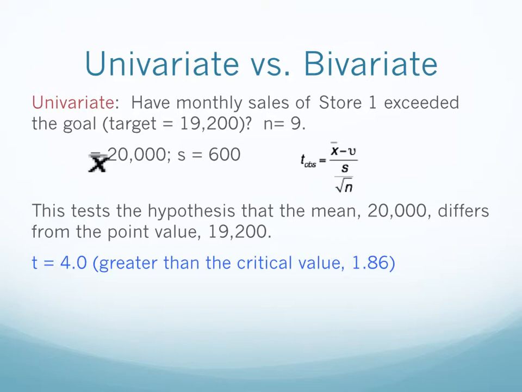So the observed t is x bar minus mu over the standard error of the mean. So we've got 20,000, and the mu hypothesized value is 19,200. So we've got a difference of 800. We calculate t, we see that it's 4.0, and that observed t is greater than the critical value of 1.86. So we would conclude that yes, the store has exceeded the goal. So this is a t-test of a sample versus a point estimate. The sample mean 20,000, the point estimate 19,200.